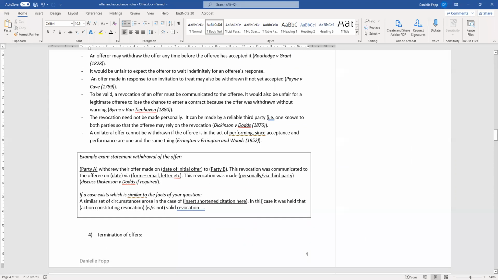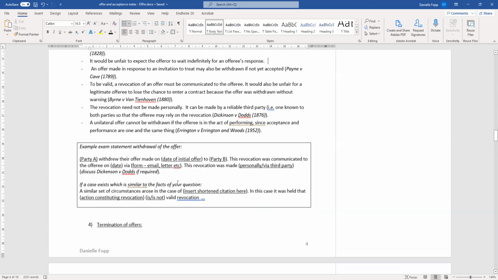Then we would have an example statement. Party A withdrew their offer made on, and then you put the date of the offer, to party B. This withdrawal was communicated to the offeree on this date via this form. This withdrawal was made personally via third party, and then you would discuss Dickinson against Dodds if it was a third party. Like I said, these just help you make sure you're ticking off all those boxes. And then again, we would add in the similar set of circumstances arose in the case of blah, blah, blah, if required.